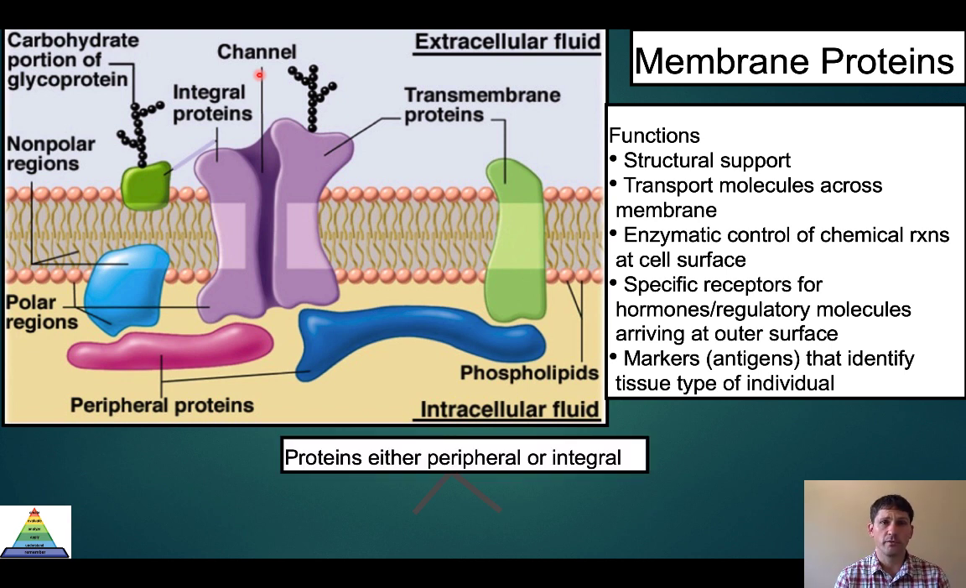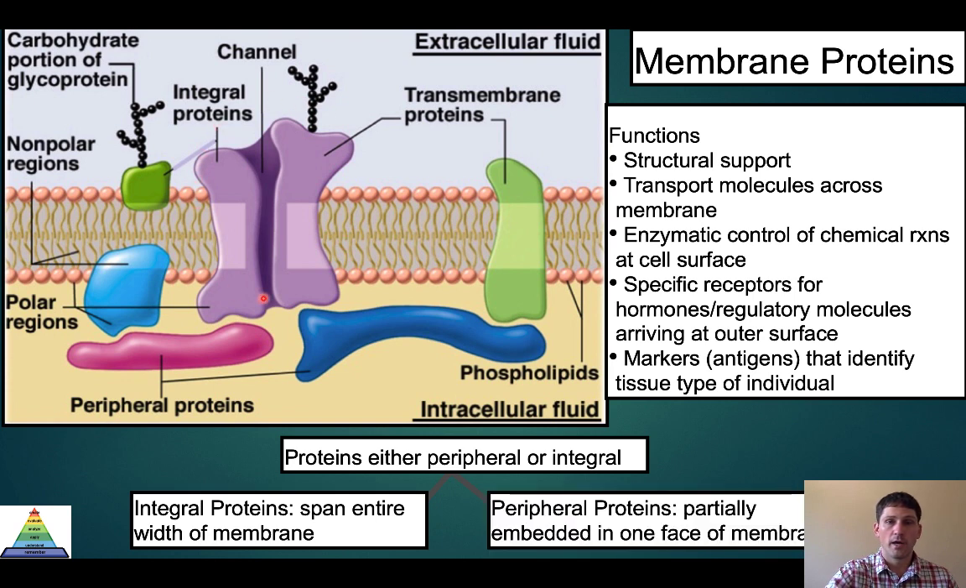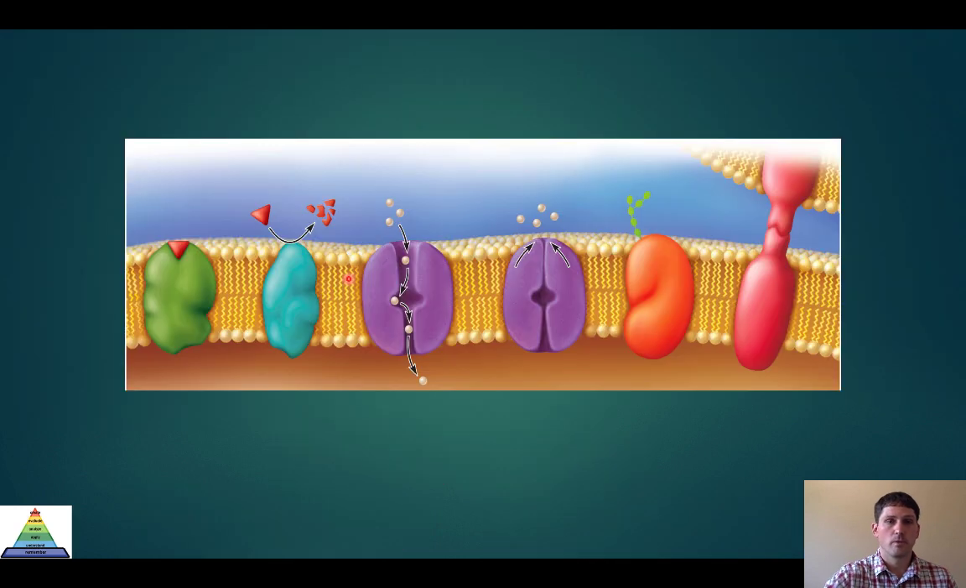Now, if we look at those proteins, we can divide them into two categories. They can be peripheral or integral. Okay, so integral proteins span the entire width of our plasma membrane, while peripheral proteins are partially embedded or on the periphery of that internal or external component of that membrane. All right, now here's an image that you're going to want to get some practice with.